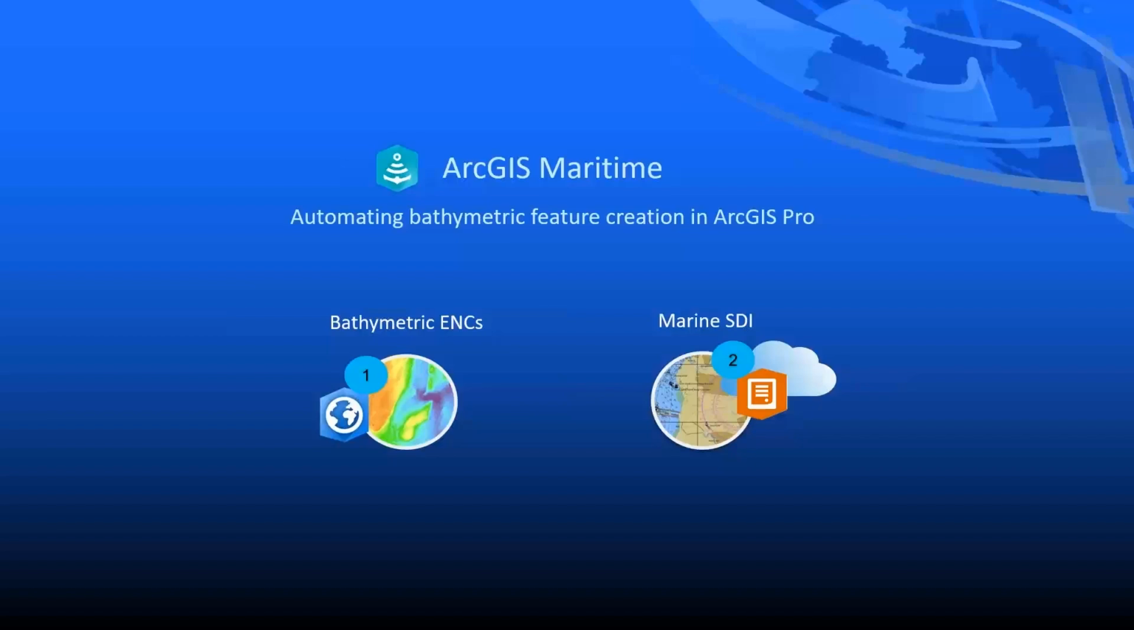Thanks, Kelly. As Kelly said, my name is Craig Green and I work in product management on the ArcGIS Maritime development team. And I'll be presenting a couple of topics today. I'll spend most of my time talking about how you can use ArcGIS Pro to create bathymetric ENCs directly from survey data. And when I say create bathymetric ENCs, I really mean we're going to be creating depth areas, depth contours, and doing a sounding selection. But this can also be used in any type of electronic chart format.